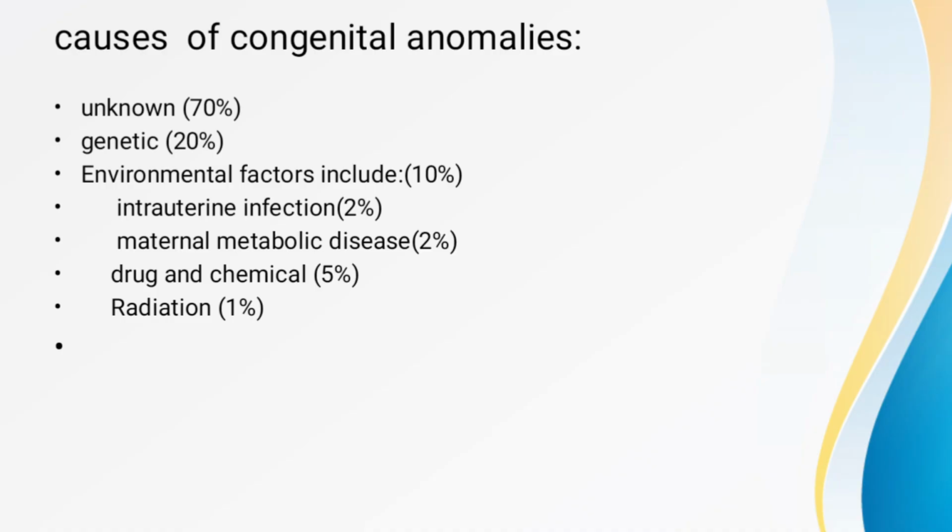What are the causes of congenital anomalies? Unknown causes consist of 70% of cases, genetic 20%, and environmental factors include 10% of cases. Intrauterine infection 2%, maternal metabolic diseases, if the mother is affected by any metabolic disease, 20% of all anomalies, drugs and chemicals 5%, radiation 1%.